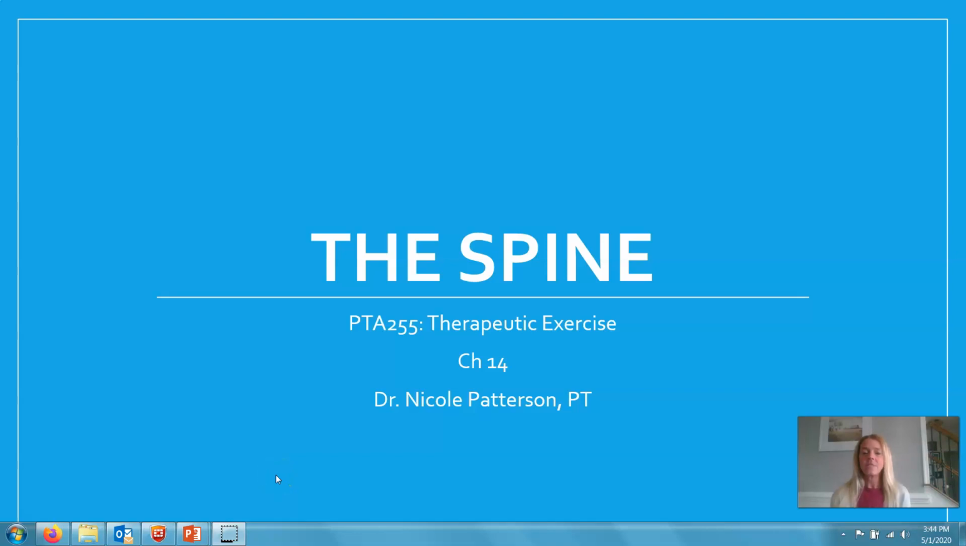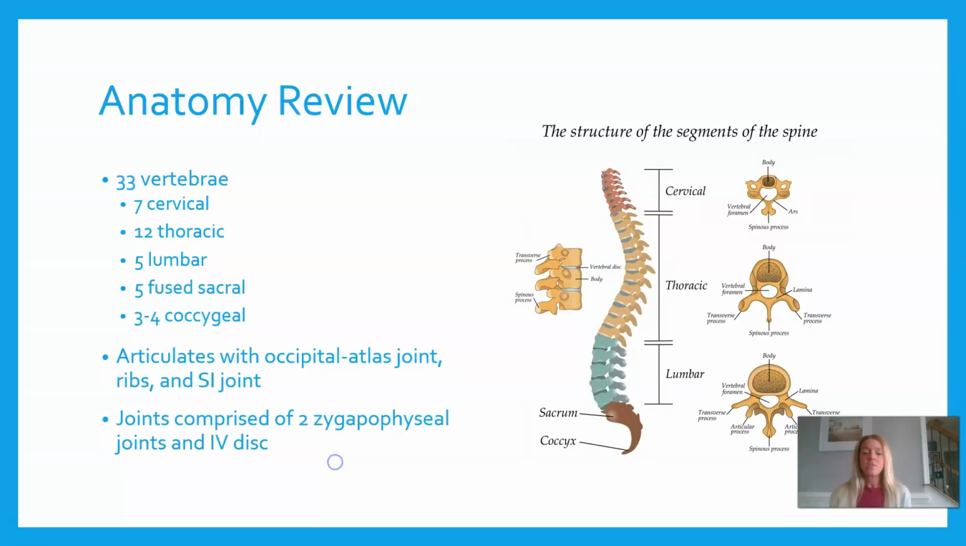Hi everyone, this lecture is going to cover the spine and posture. This is chapter 14 from your book, and this is the first in several lectures that we're going to cover the spine. So just again as a quick anatomy review, the spine is made up of 33 total vertebrae. We have 7 cervical vertebrae, 12 thoracic, 5 lumbar, 5 fused sacral, and then 3 to 4 coccygeal. So you can see those depicted in the picture over here.